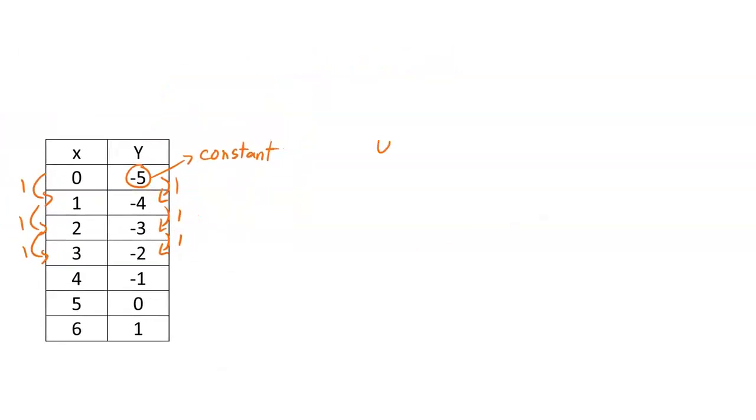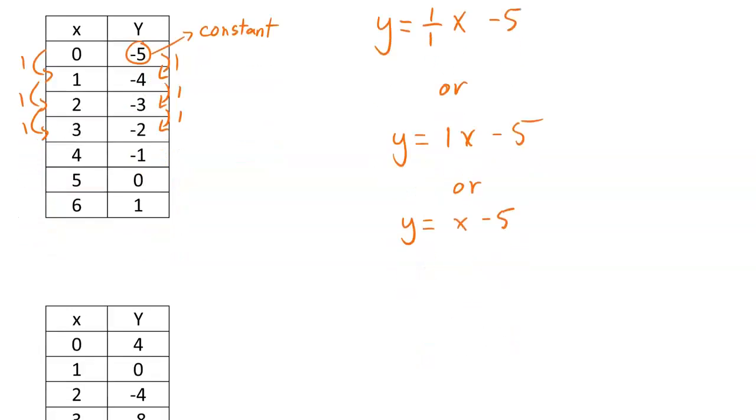So if we wanted to find y, we'd have a rate of change of 1 over 1, x subtract 5, because that's our constant. You could also write y equals 1x subtract 5, or y equals x subtract 5. All of those would be the correct answer.